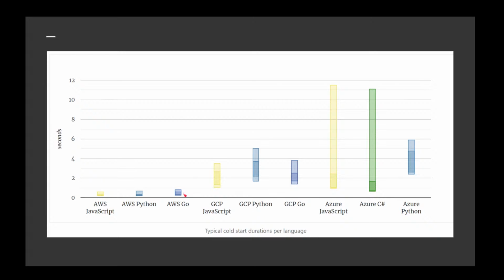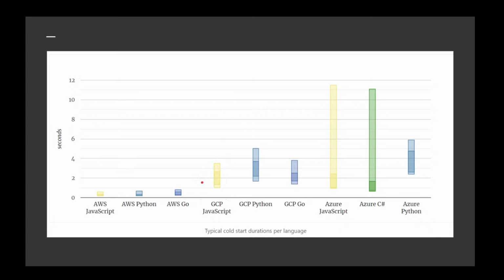As you can see, this is the comparison of AWS versus GCP versus Azure. AWS takes the least amount of time to start. It's around 0.2 ms. Python takes around 0.5, and Go takes around 0.2 to 1. Yeah, JavaScript is faster than Go. I don't know how, but okay.